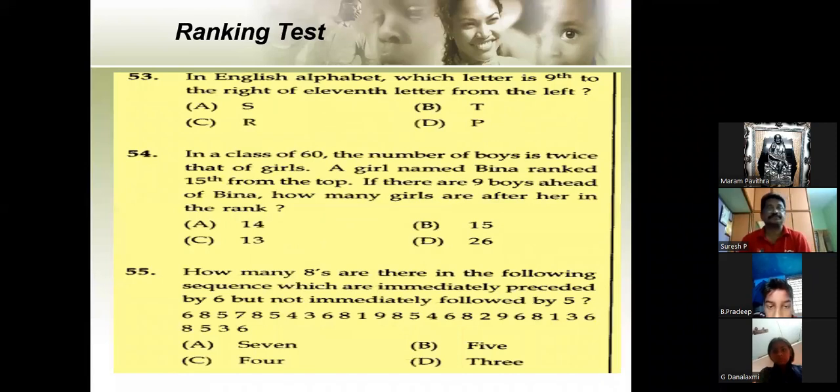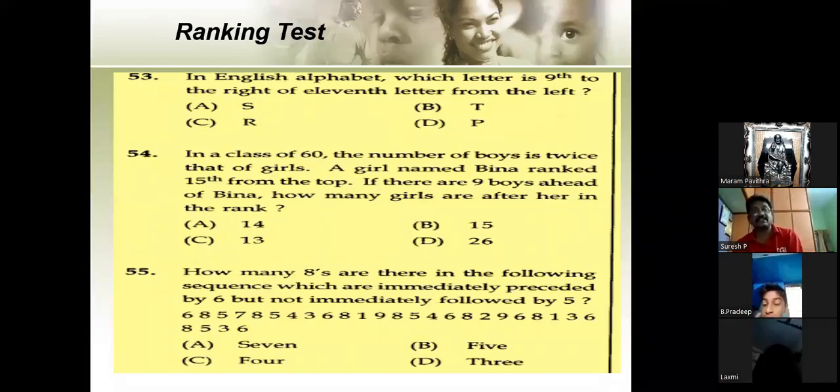Now come to the next. This is called ranking test. According to the ranking test in the English alphabet, which letter is the 9th to the right of the 11th letter from the left? You have to write from A to Z, as I already said, and number them from 1 to 26. Then you have to identify the position of the letters, which comes left and which comes right. This is very important.